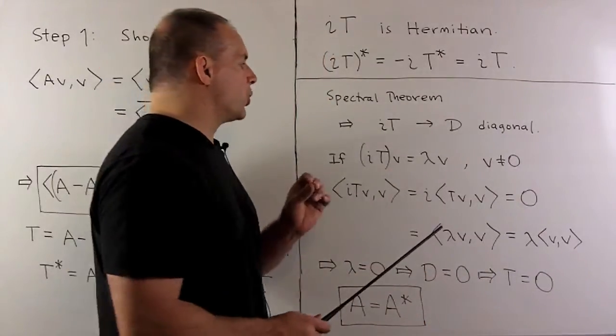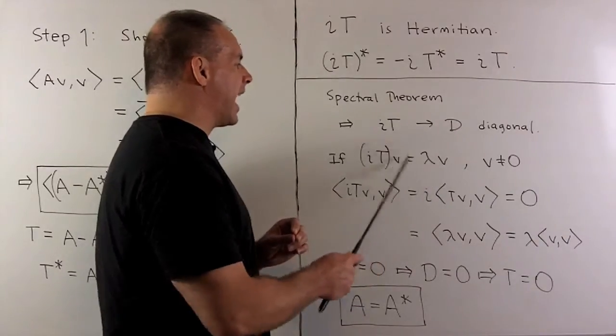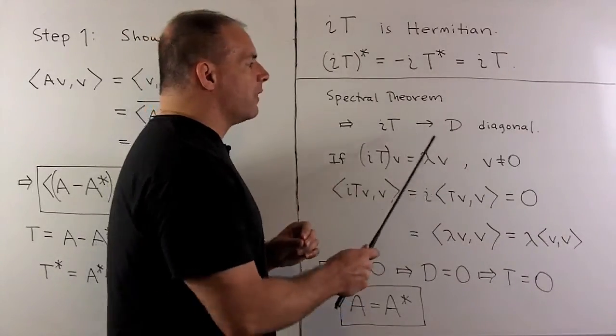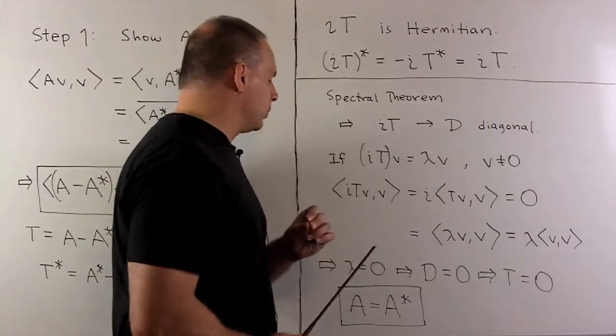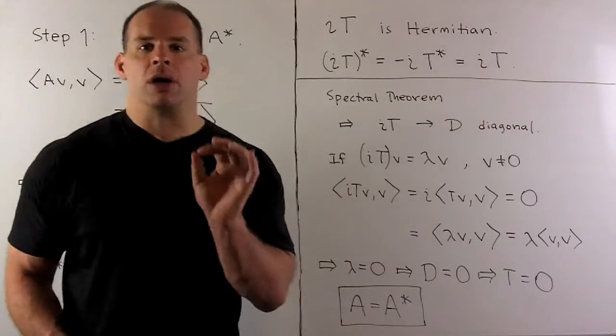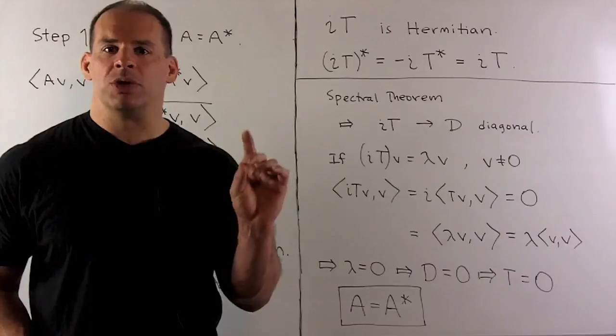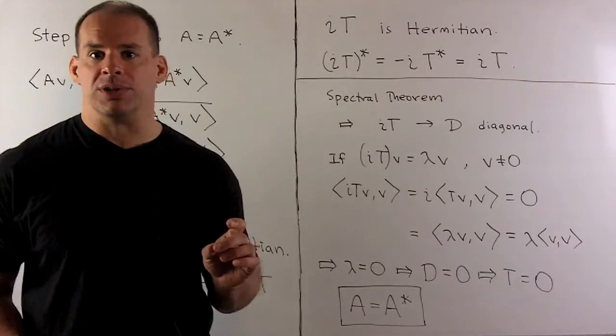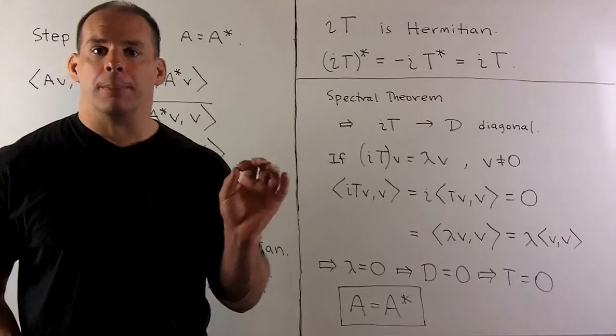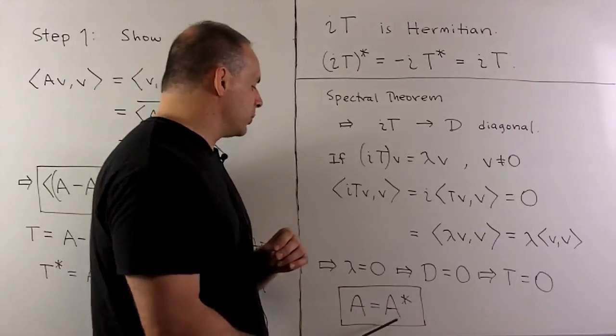Now, since our choice of eigenvector and eigenvalue is arbitrary, that means all the eigenvalues for iT are going to be equal to zero. So our diagonal matrix is a zero matrix, which means T itself has to be equal to zero. So that means A is equal to A star.